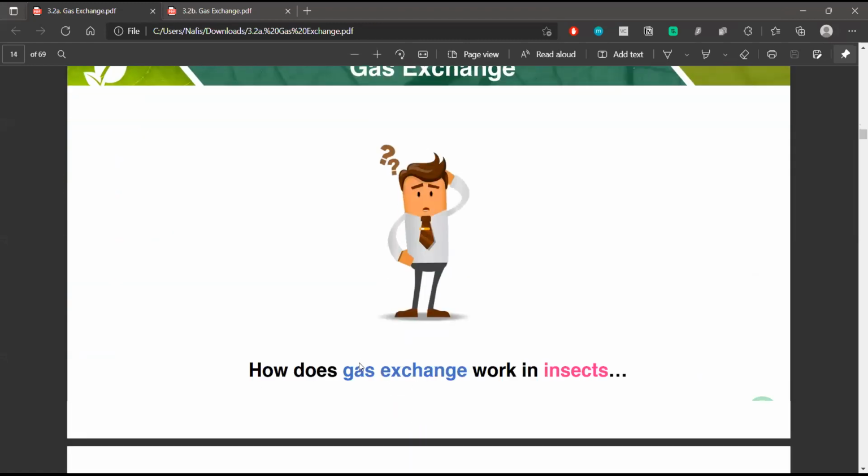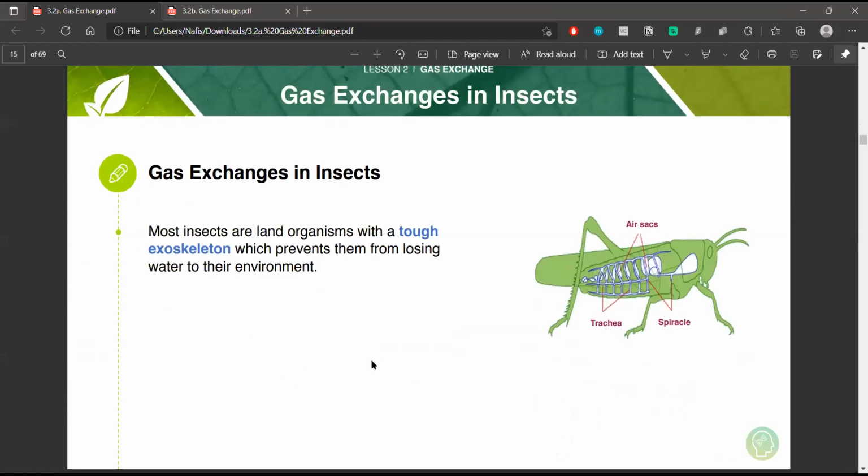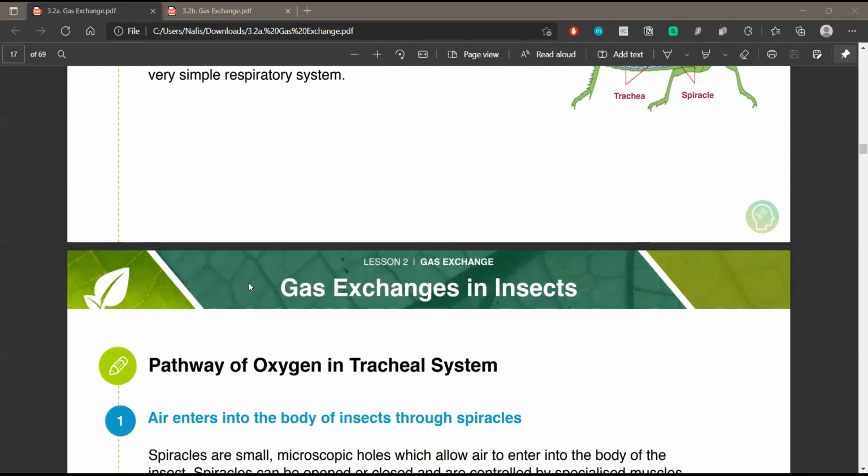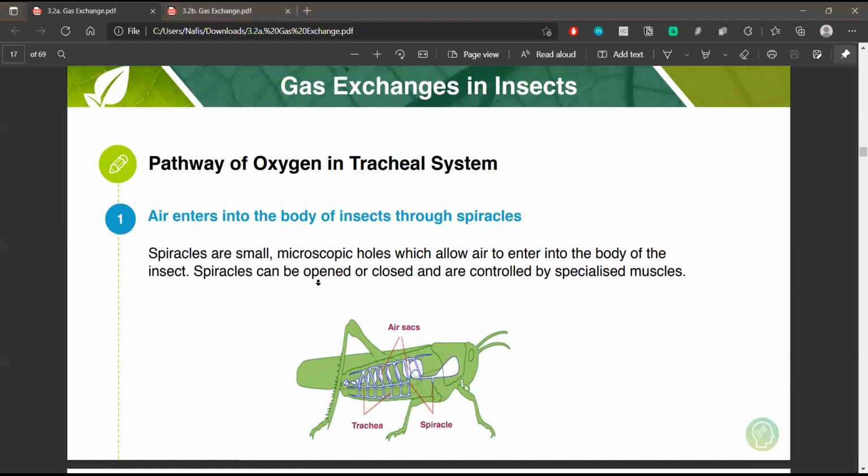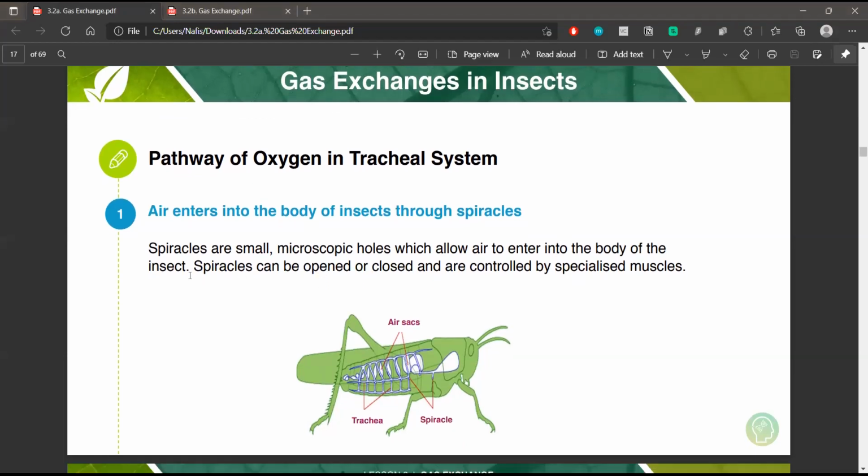Okay, tracheal system of an insect. So remember, insects usually have quite tough exoskeletons. Now this is quite thick. So if you imagine, insects don't tend to have mouths in the classic way that humans do, which they can breathe through. So how does oxygen get in? Well, they've got basically holes in their exoskeleton called spiracles, which allow air to enter the body of the insects. And spiracles can be opened or closed and are controlled by specific specialized muscles.